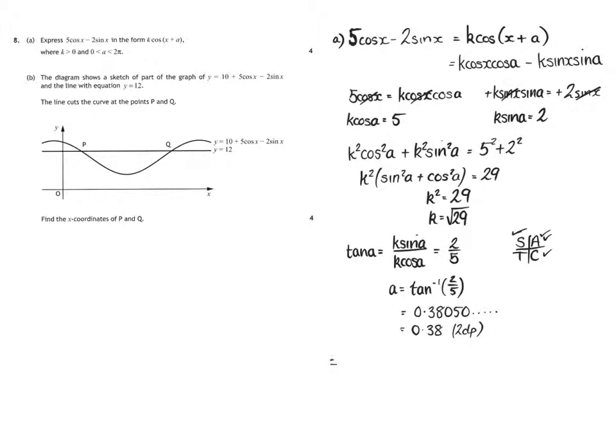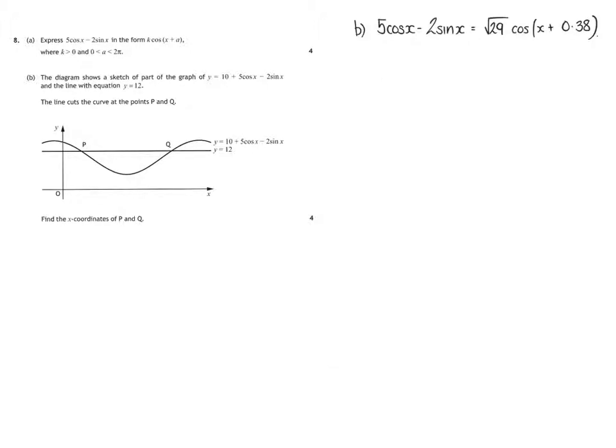So therefore we can say from this that 5 cos x minus 2 sin x is equal to the square root of 29 cos of (x plus 0.38). Right, so part B, we have the little bit that we've got from part A, so we got the 5 cos x minus 2 sin x equals root 29 cos (x plus 0.38).